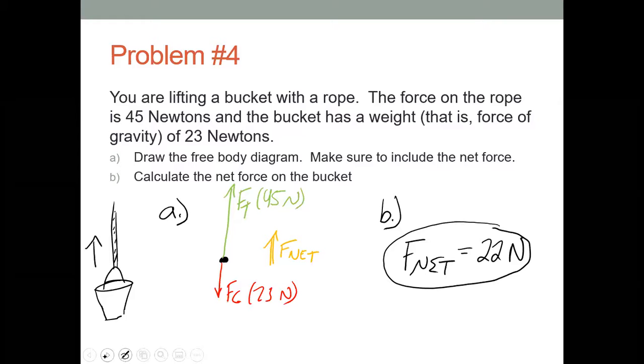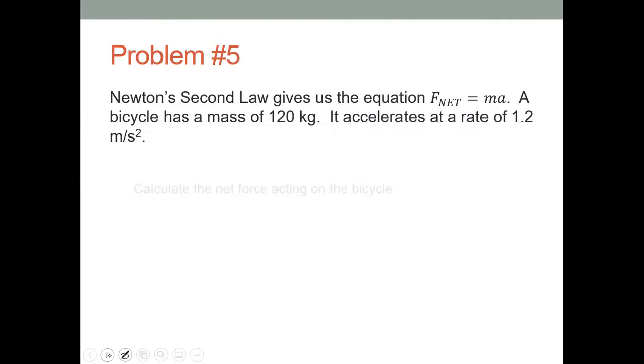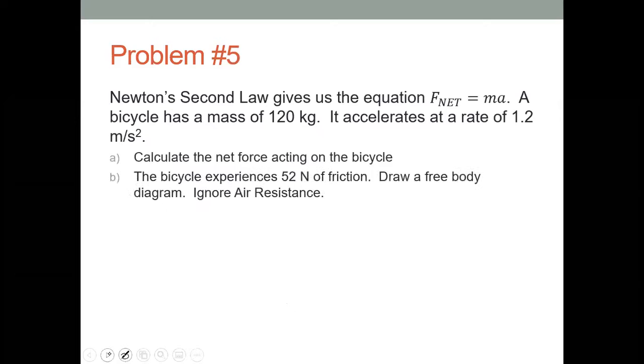All right. Any questions? One more problem. So this one's just a tad more difficult, but it's not too bad. I'll start out with you. Newton's second law gives us the equation F net equals ma.